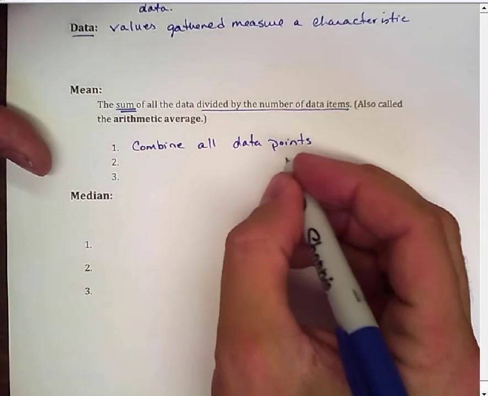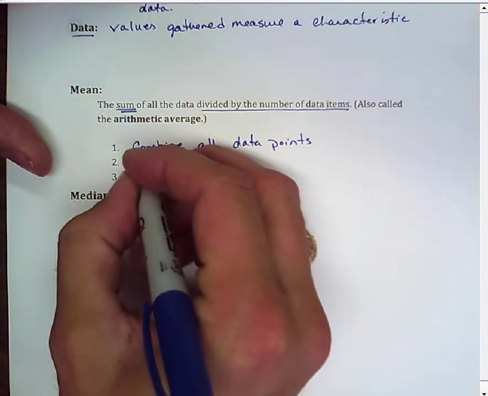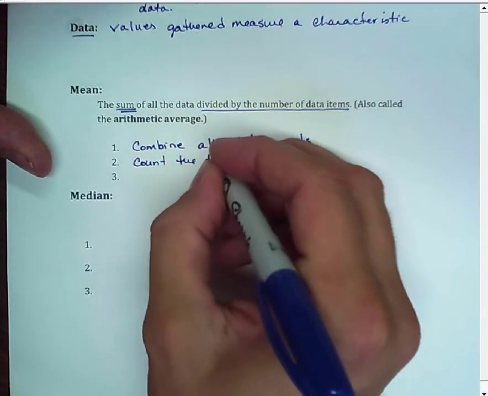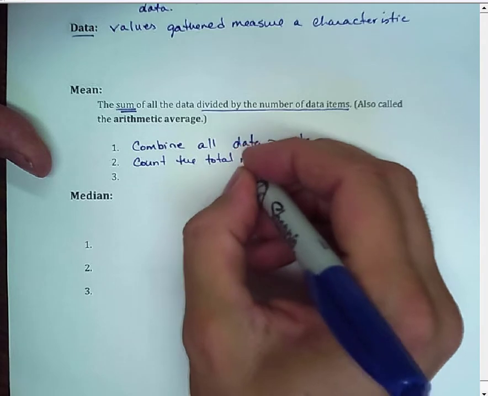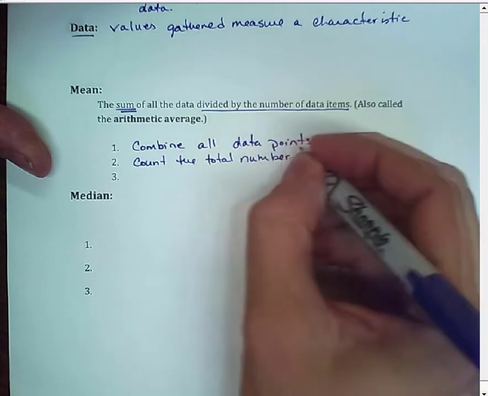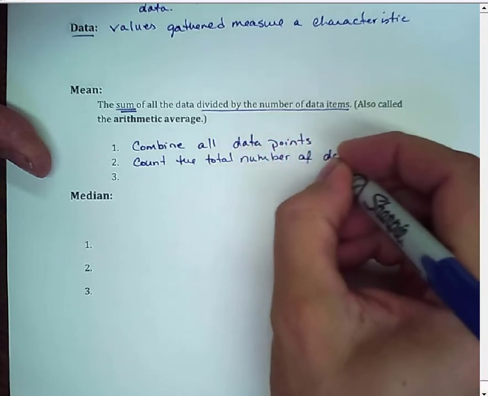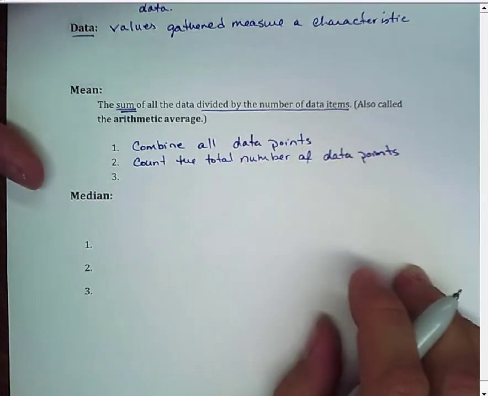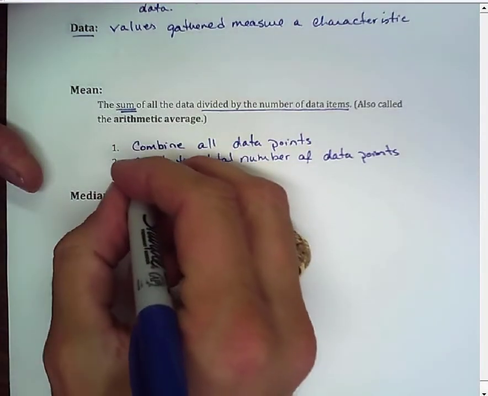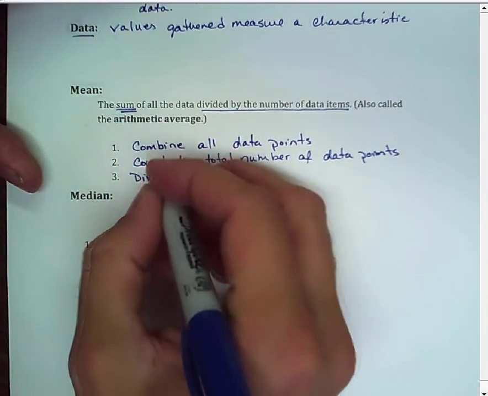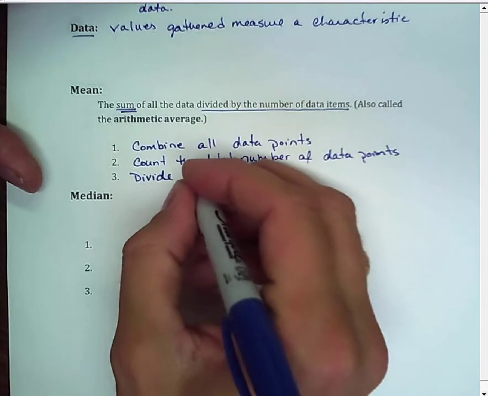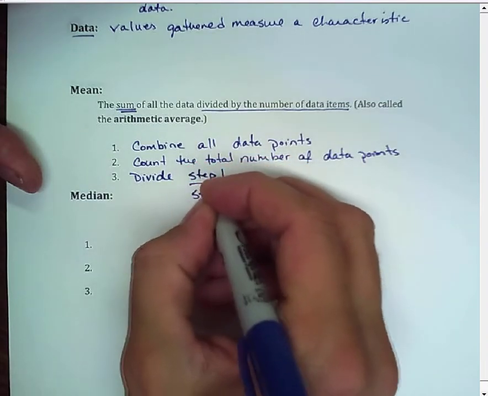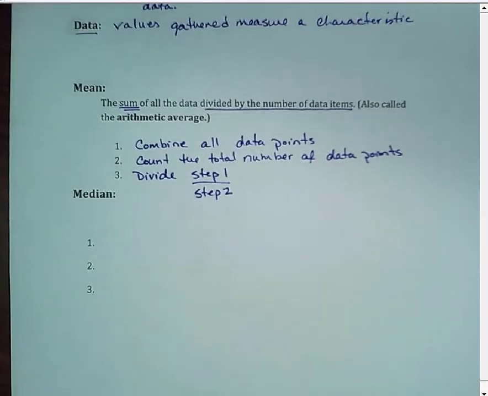Then, once I have combined those data points, I'm going to count the total number of data points. And then finally, step 3 is I'm going to divide the number found from step 1 by the number found in step 2. And it's perfectly acceptable to get a decimal here.